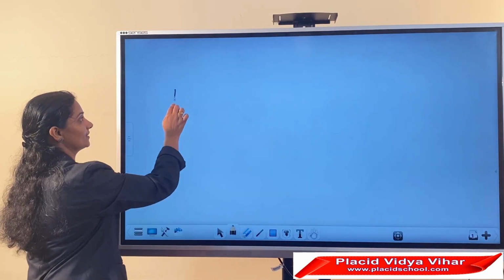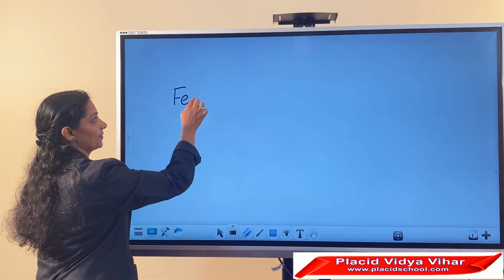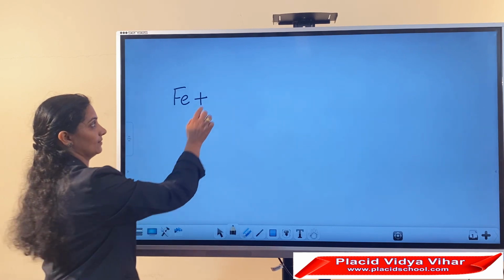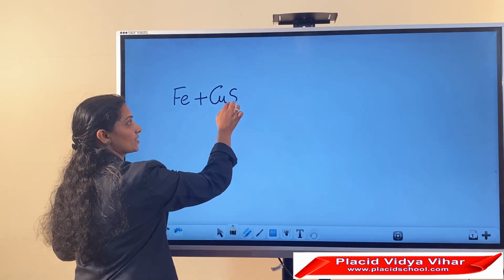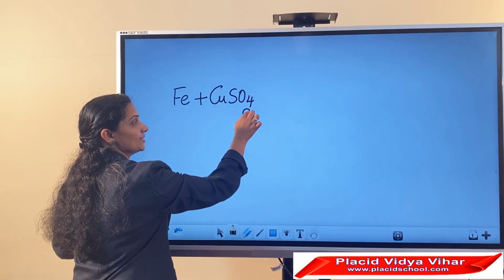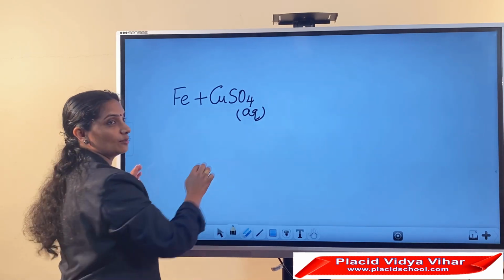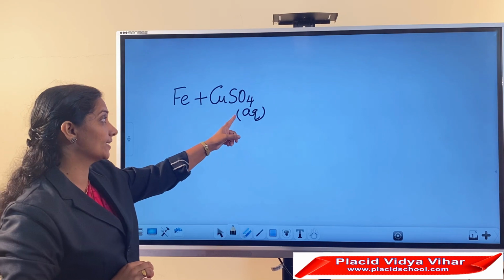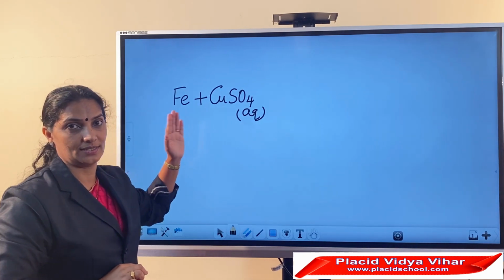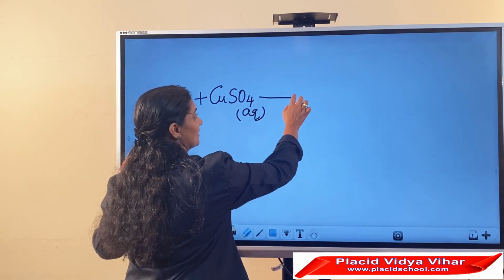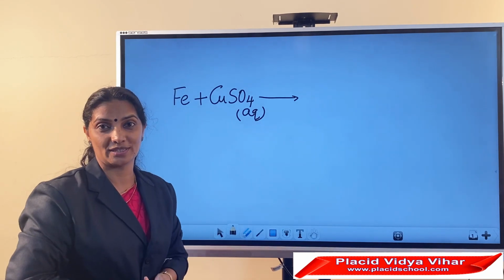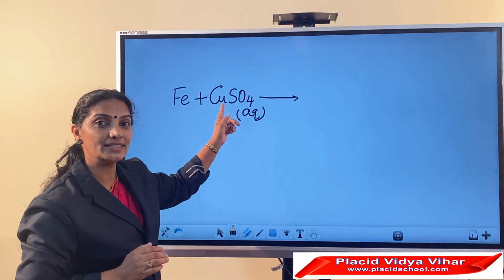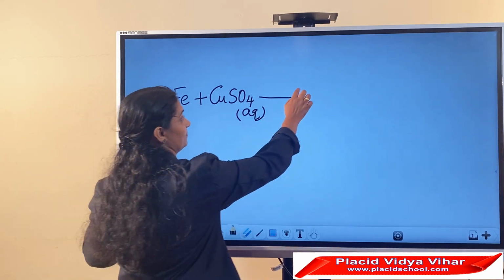Let's consider the iron plus copper sulfate. What is the color of copper sulfate solution? It is blue in color. Copper sulfate salt is dissolved in water. That's why we write here aq, aqueous solution. When it reacts, you can remember what the products are. It produces iron sulfate and copper metal.